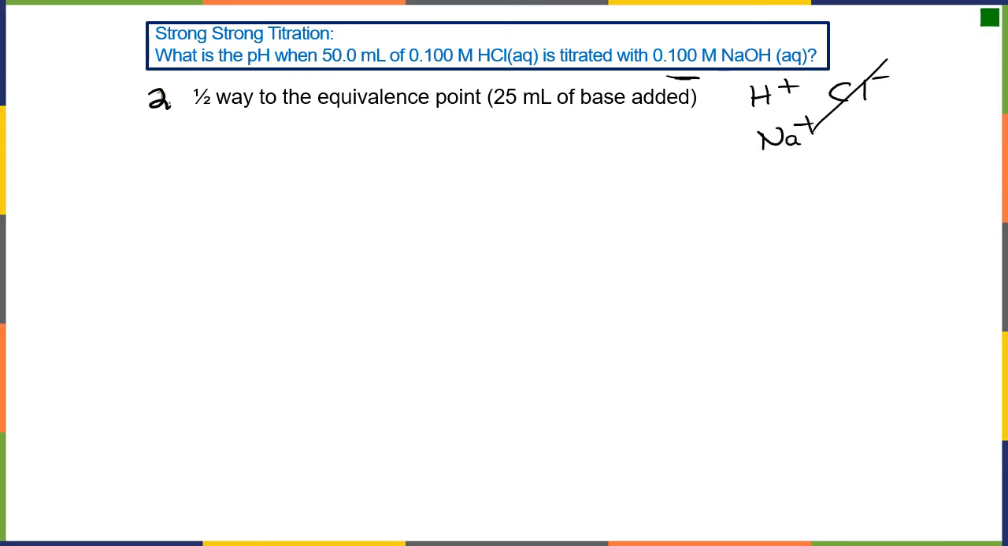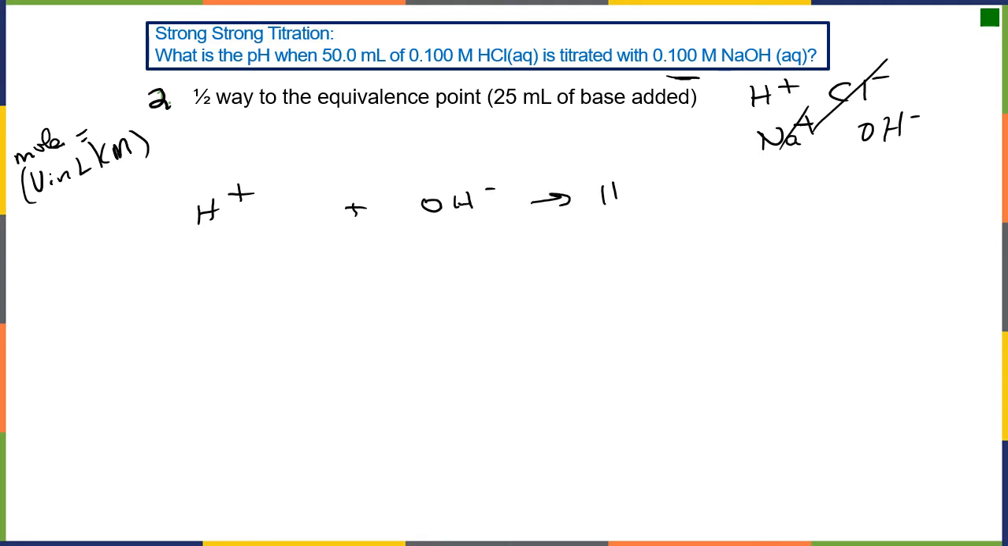We're adding sodium hydroxide, which is Na+ and OH-, and ignoring the Na+. Now, when we have strongs, we know we need a mole chart. And we remember that moles here are equal to volume in liters multiplied by molarity. So our mole chart will be H+ + OH- going into H2O. We're going to have ICF: initial, change, and final. We're going to use that when we have moles.